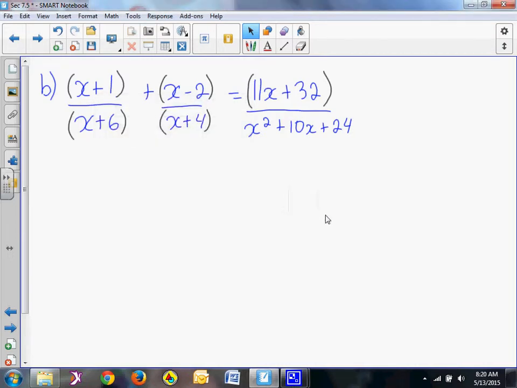All right, we're now going to complete section 7.5. We're on Check Your Understanding 3B from page 582. So the first thing I want to do is put brackets all around my numerators and denominators.